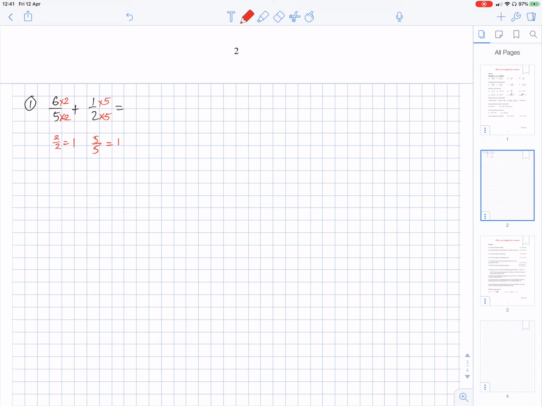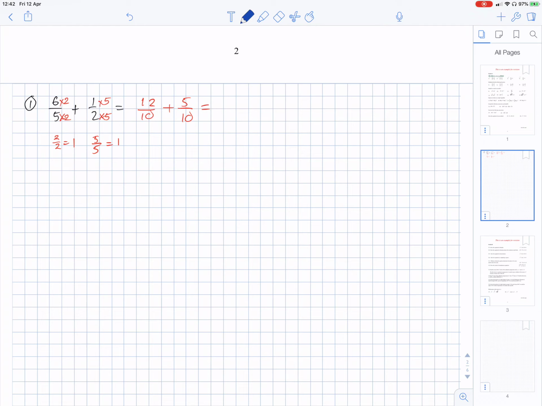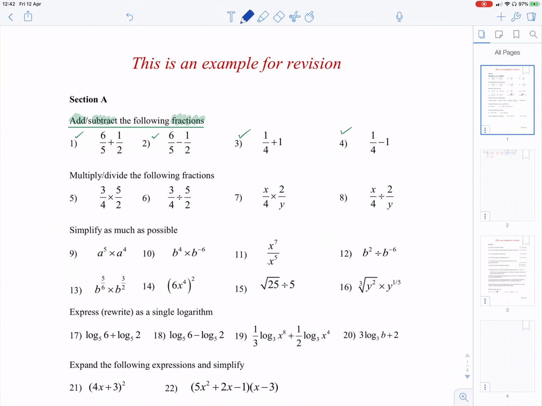So now we do 6 times 2, we get 10 over, not 10, we get 12 divided by 10 plus 5 divided by 10, okay, which gives us 12 add 5 is 17 divided by 10, because now the denominators are the same, so we can add the two fractions. You can rewrite this as 1 and 7/10, okay, but that is the correct answer. So that was number one.